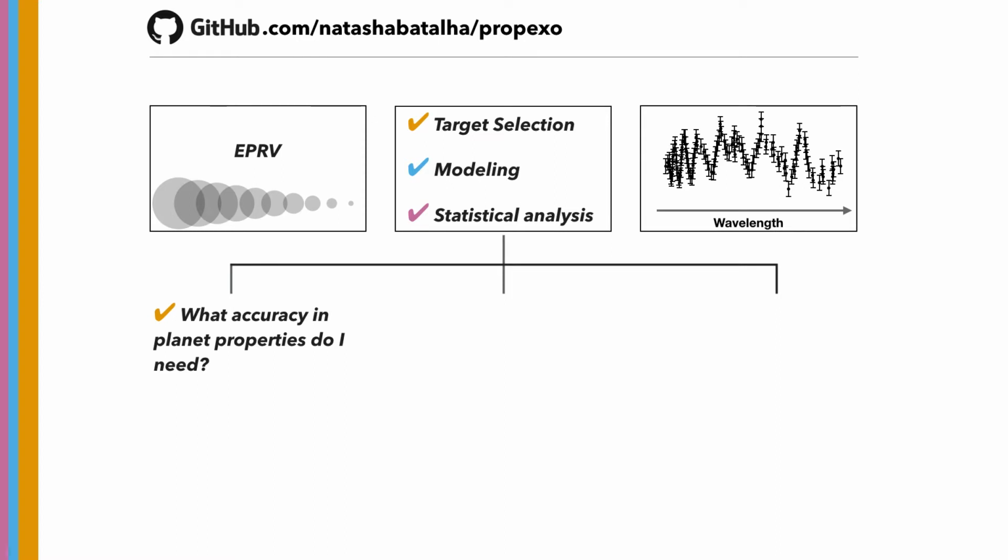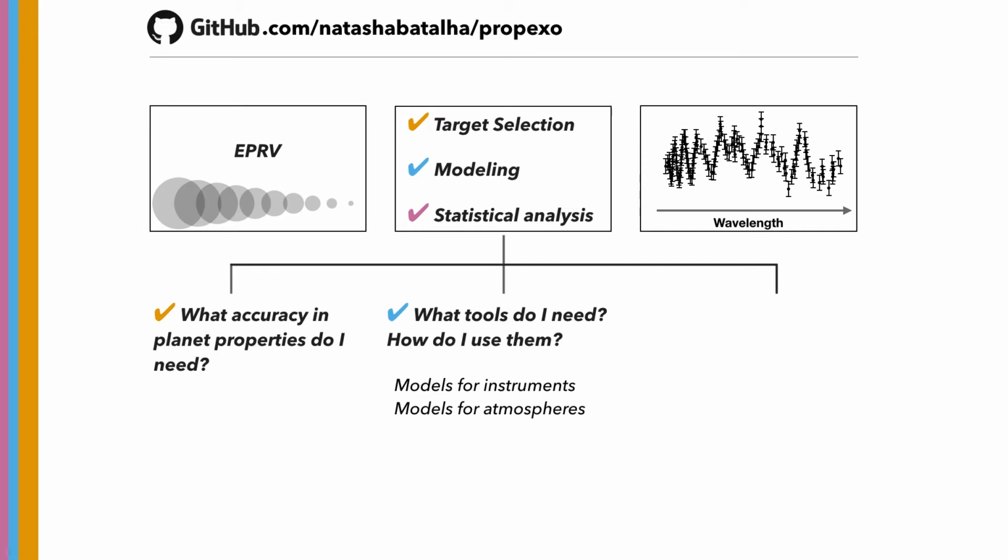By target selection, I mean what accuracy in planet properties do we need before we can go and get atmospheric follow-up in the first place. By modeling, I mean what tools are available to determine what spectral precision can be obtained on an atmosphere with JWST, and to determine the approximate atmospheric signals of these planets. And lastly, by statistical analysis, I mean how can you prove to a time allocation committee, of course, that a certain planet's atmosphere is in fact detectable.